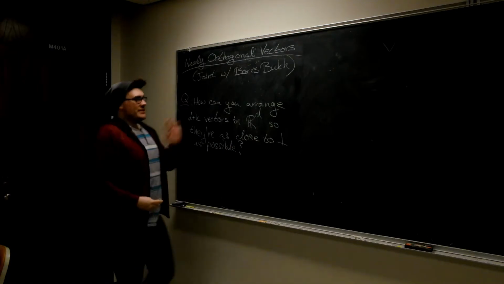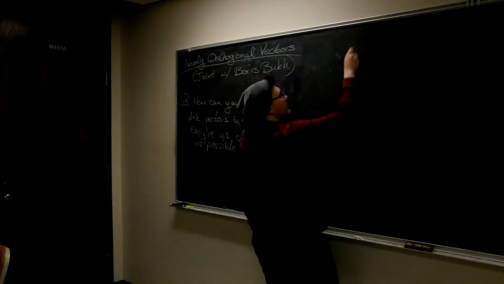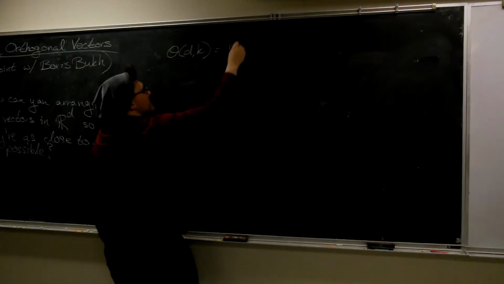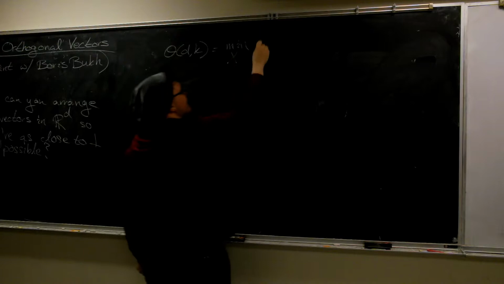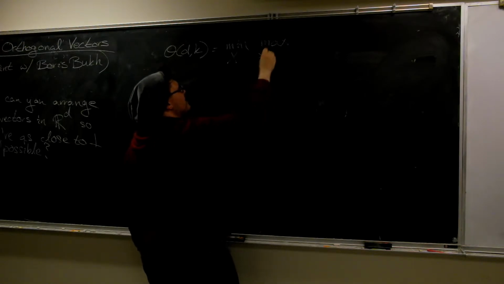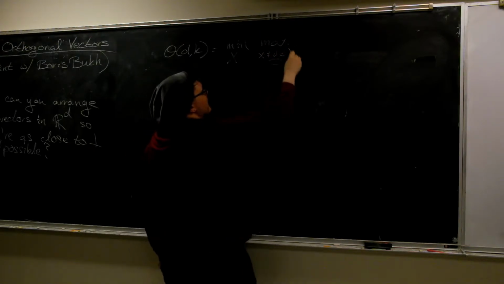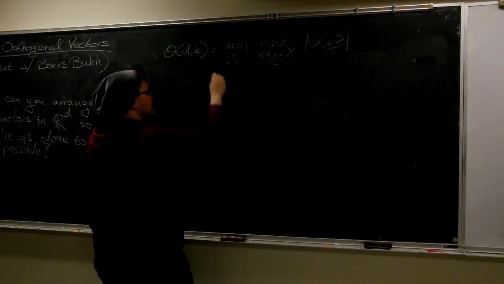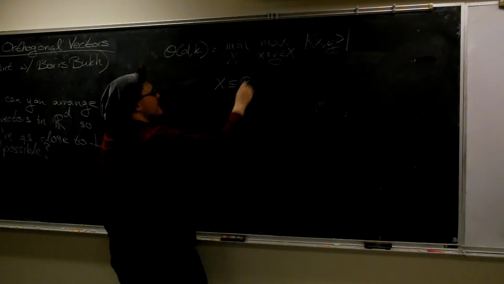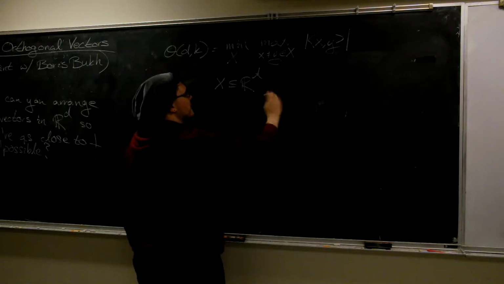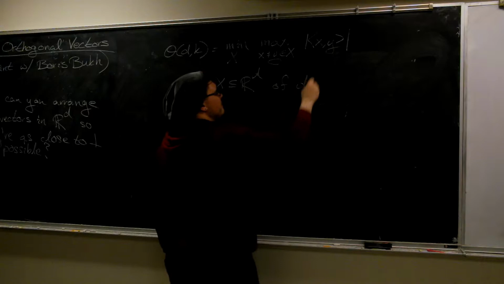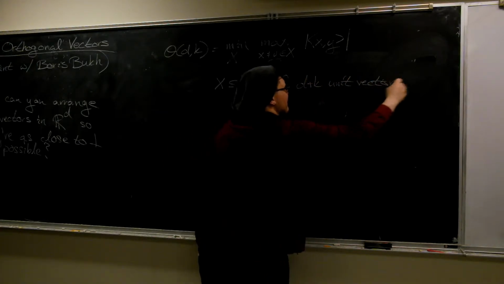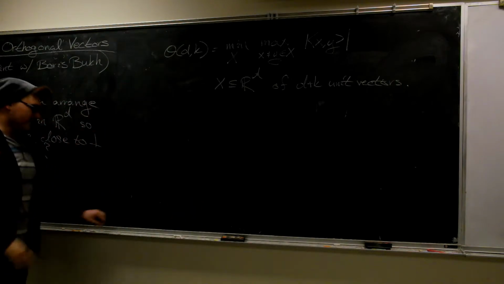So in particular, let's define the parameter we're actually going to be working with. Let's call it theta of d,k, which is going to be the minimum over all X, of the maximum over x not equal to y in X, of the absolute value of the inner product of x and y, where X is a subset of R to the d of d plus k unit vectors. And we're just asking, what is theta of d comma k?